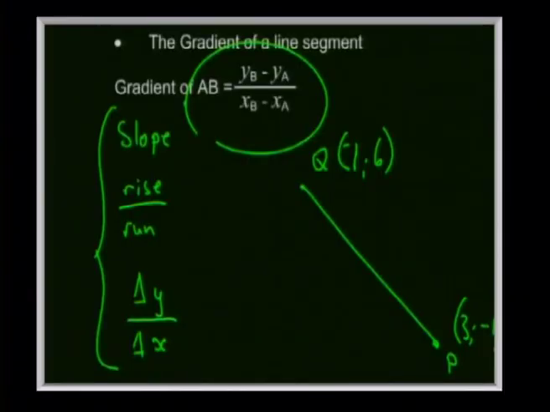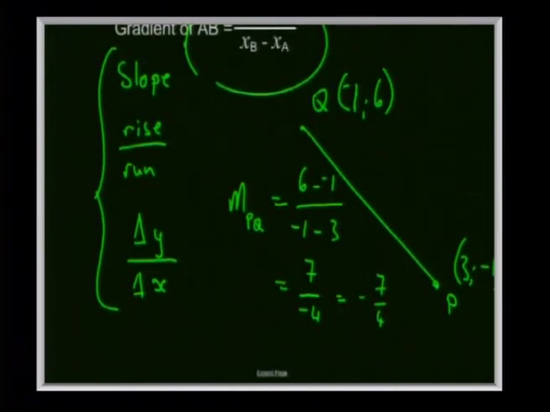I'm going to do it with the formula. I use the letter M to show my gradient or my slope. Y equals mx plus c, that's the M we're talking about. Well, 6 minus -1 over -1 minus 3 gives me 7 over -4, which we write as -7 over 4. What does that mean? It means the slope is negative. It means it's going down to the right, and it's 7 over 4.